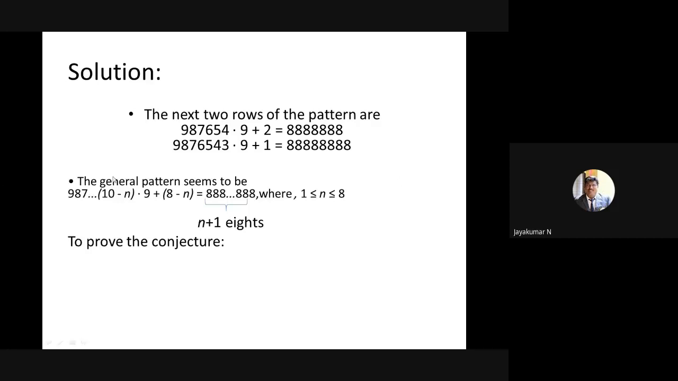Okay. So in general, I can write it as 9, 8, 7, up to the last digit 10 minus n, into 9. Obviously, you can write it as 8 minus n. How do you write 8 minus n? In the first equation, 8 minus 1. Second equation, 8 minus 2. Third equation, 8 minus 3. In the nth equation, 8 minus n. On the right hand side, there are 8s. In the first equation, 2 8s. The second equation, 3 8s. In the nth equation, there are n plus 1 8s. Okay. So I am going to prove this one.